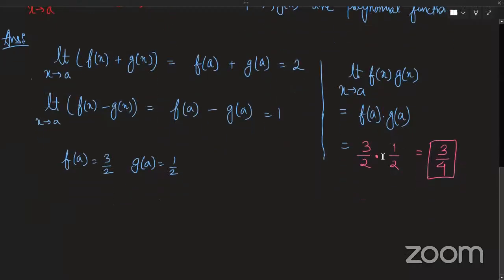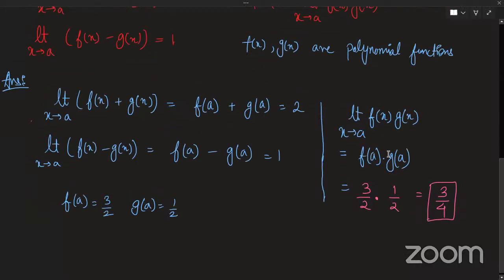Okay. Fine, everyone. So f of a multiplied by g of a will also be a polynomial function, f of x multiplied by g of x. So we directly get this thing. Fine, everyone? Okay, great.